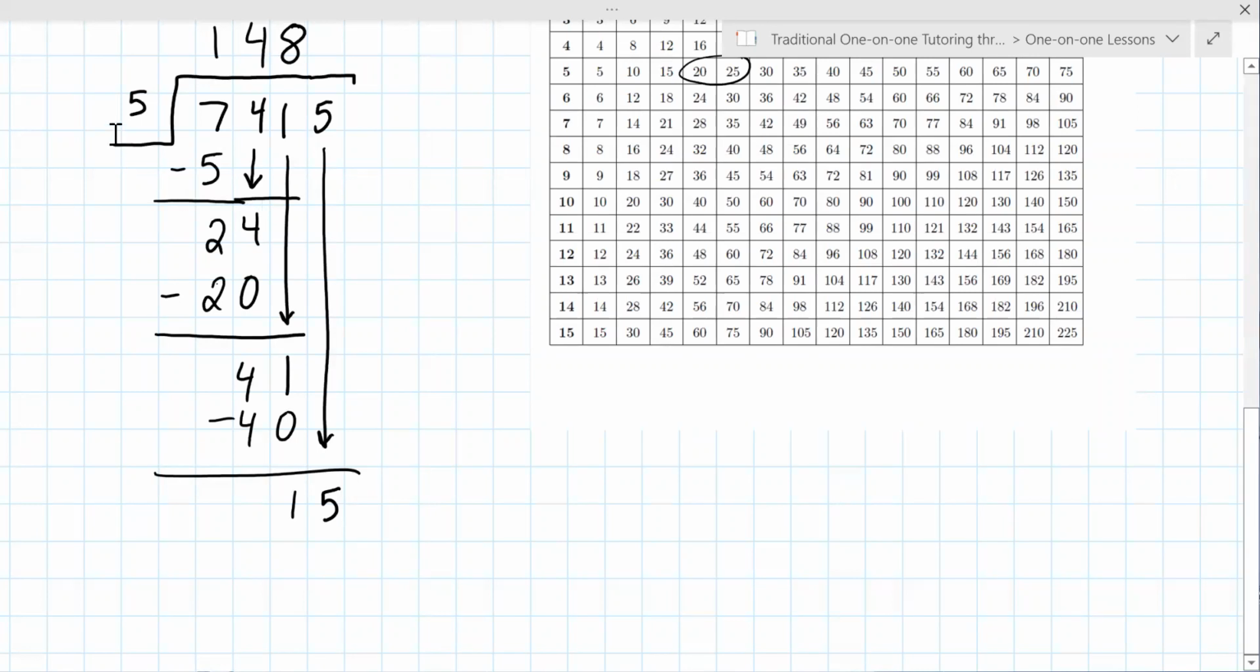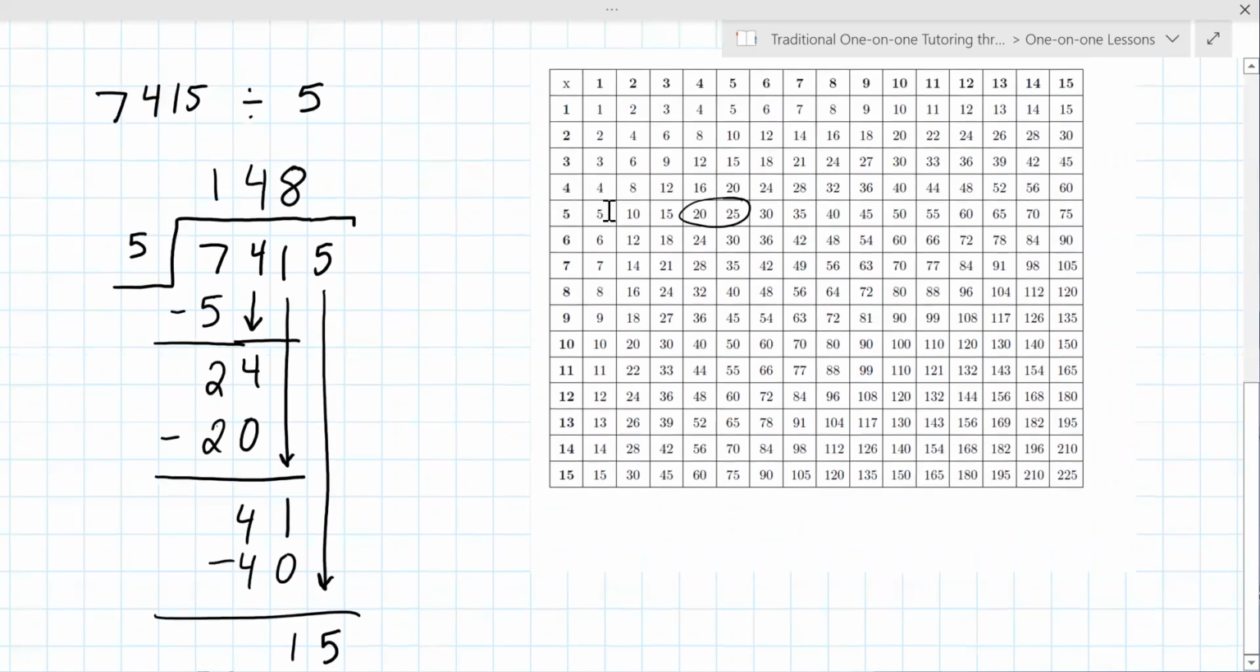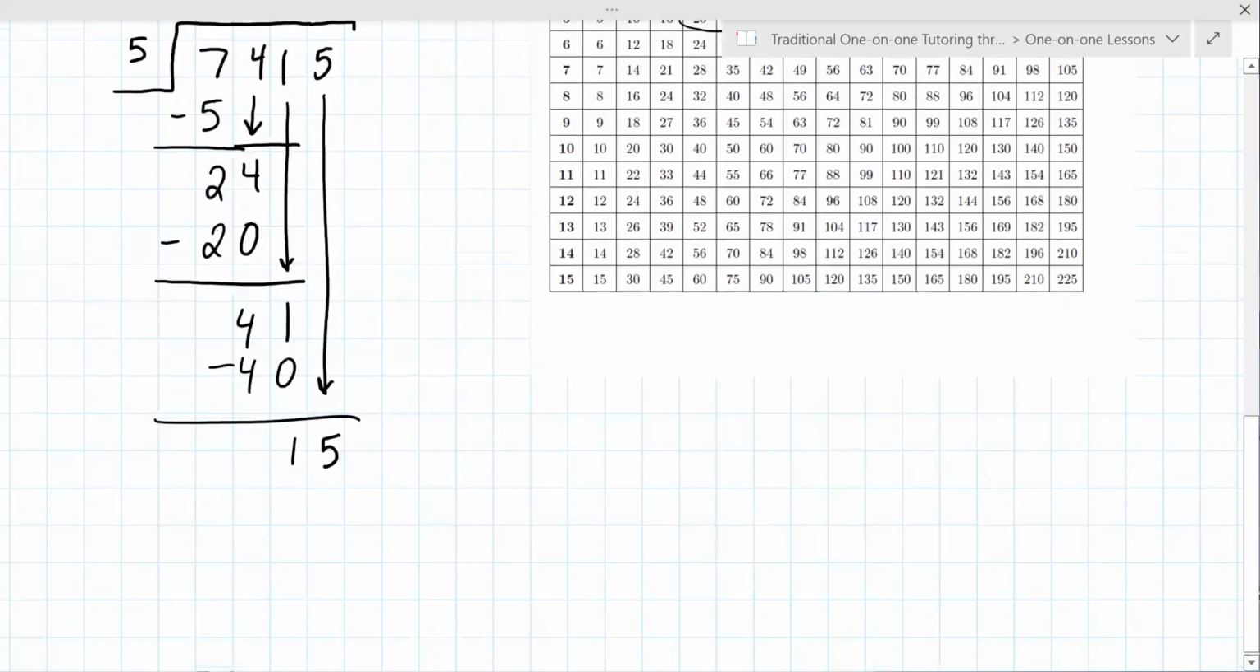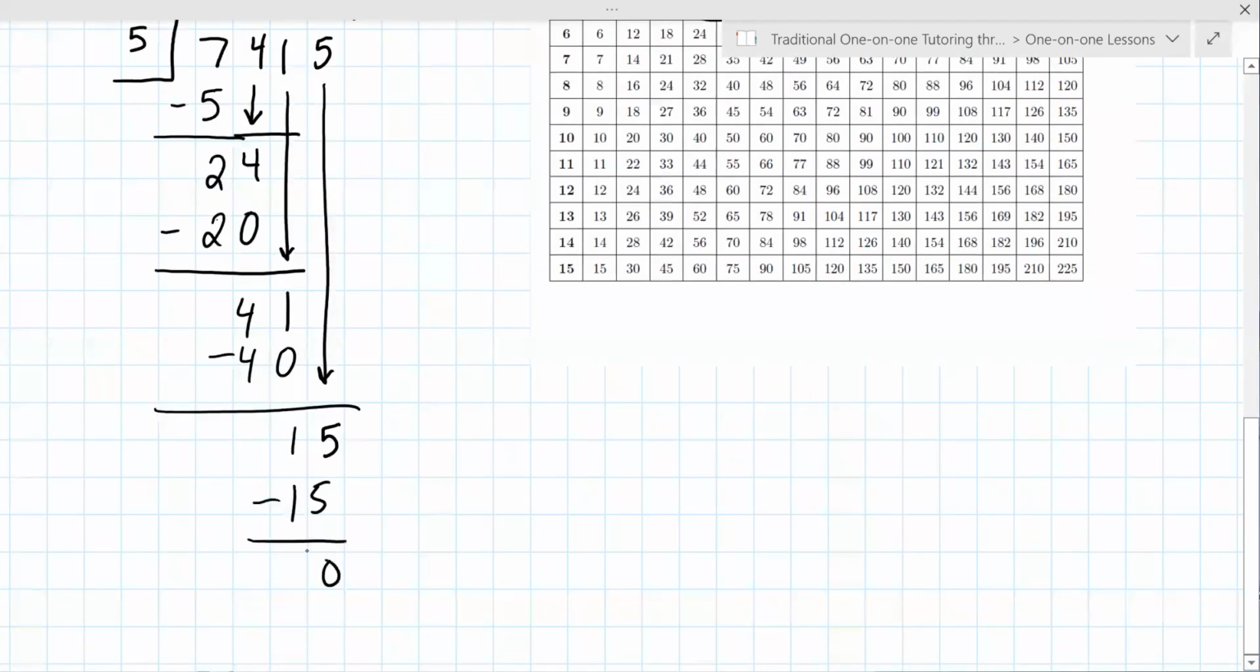How many times does 5 go into 15, Zoe? 5 going into 15. 4 times? Okay, you're just looking at your chart here. 5, 10, 15. 3 times, yeah. And 3 times 5 is 15. Subtract. Yes. Remainder 0. Remainder of 0.